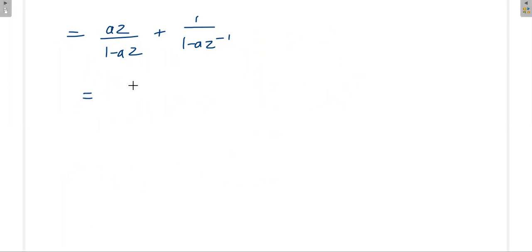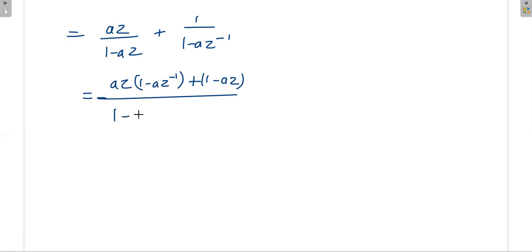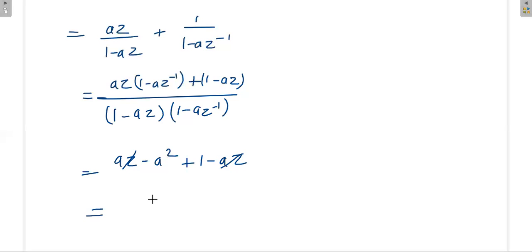So a z times (1 minus a z inverse) plus (1 minus a z), divided by (1 minus a z)(1 minus a z inverse). That gives a z minus a square plus 1 minus a z. So finally, 1 minus a square divided by (1 minus a z)(1 minus a z inverse).